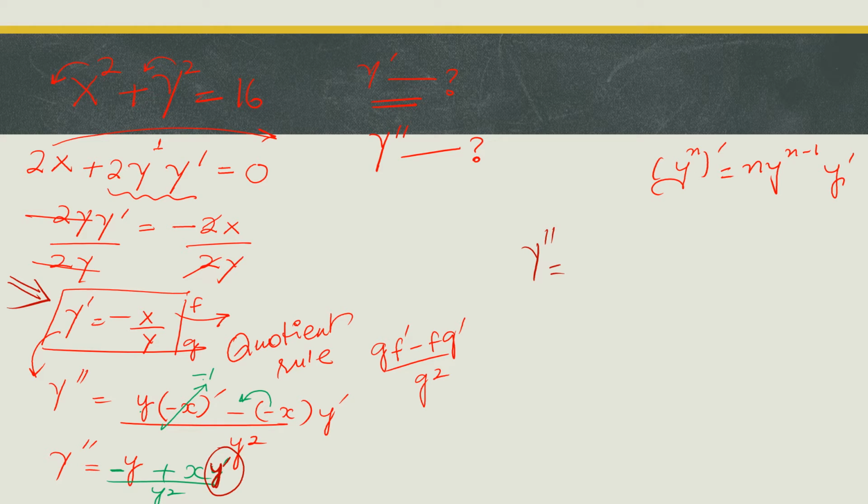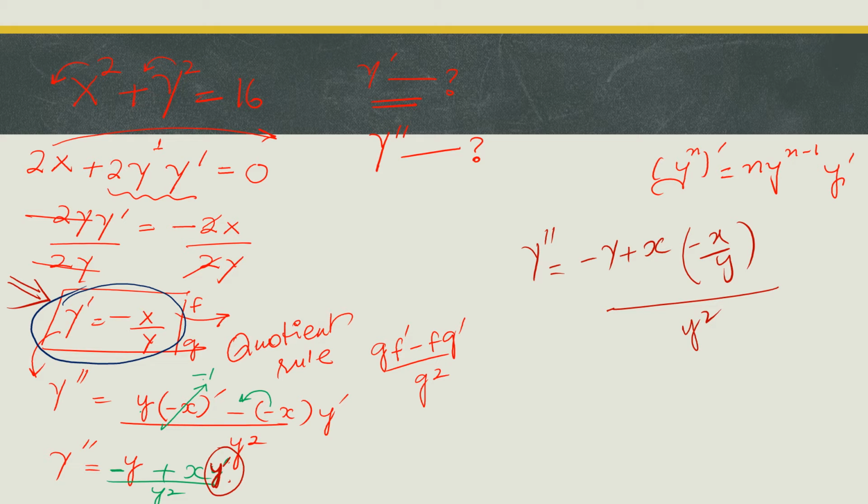So you can have a close look: y prime is minus x over y. So y double prime equals negative y plus x, and now replace y prime by negative x over y, over y square. Now solve, which means simplify. Minus y plus minus minus x times x gives you x square over y, all upon y.